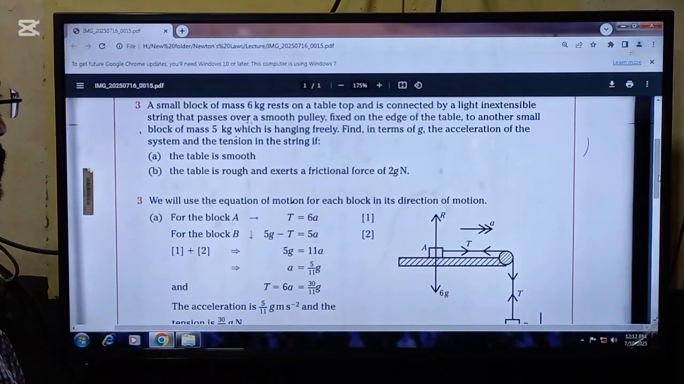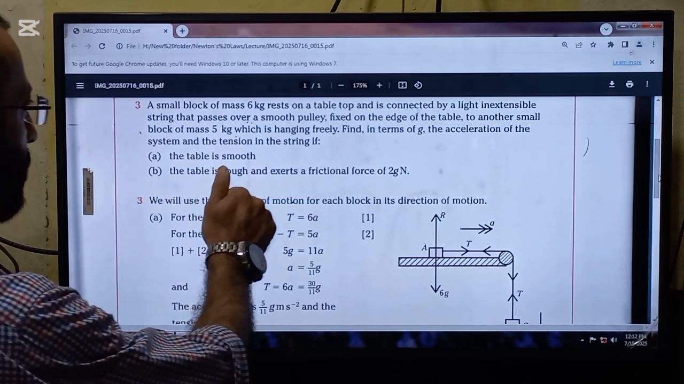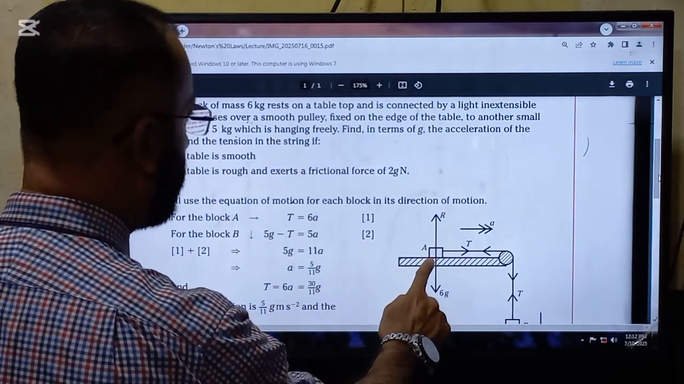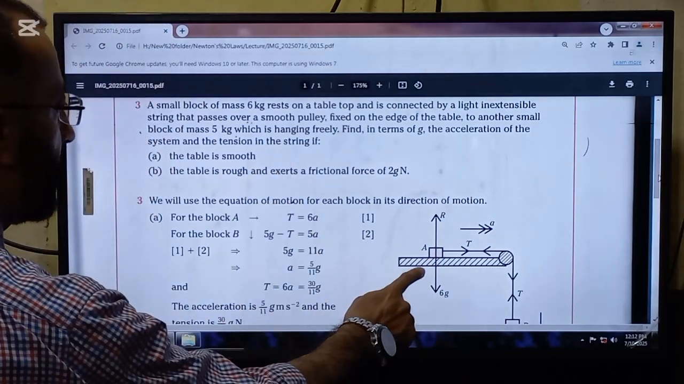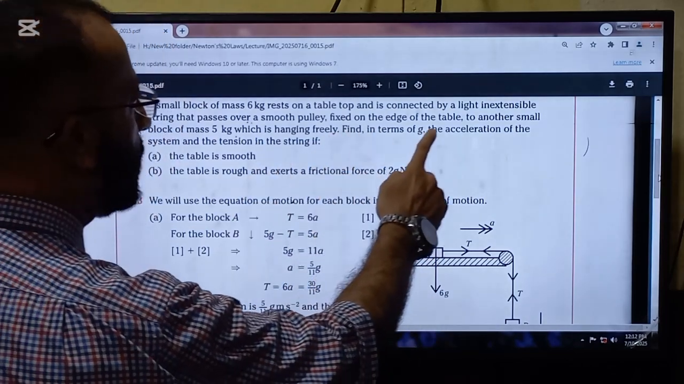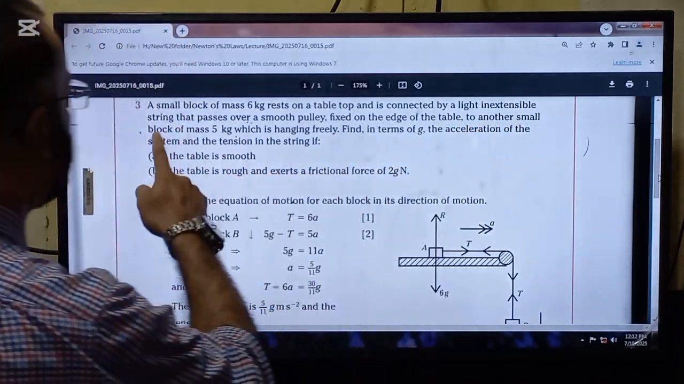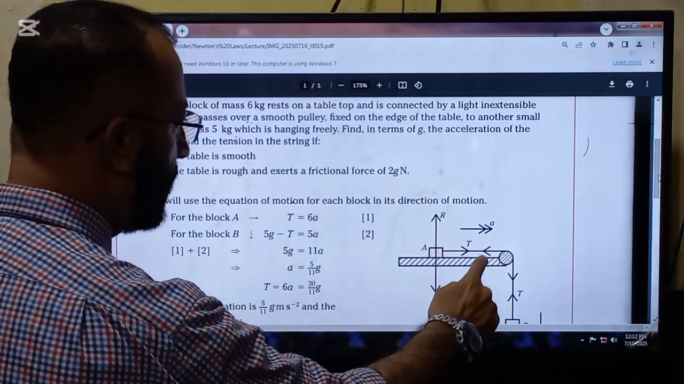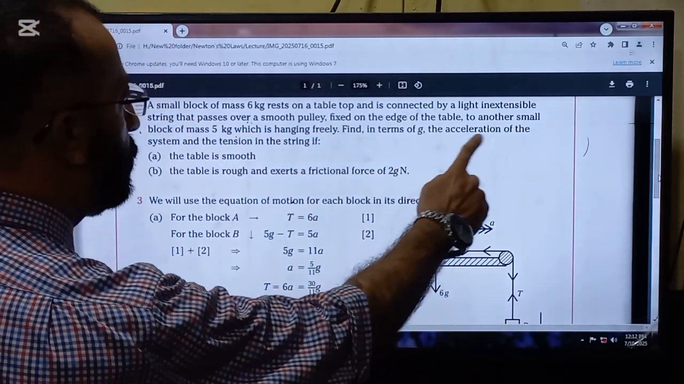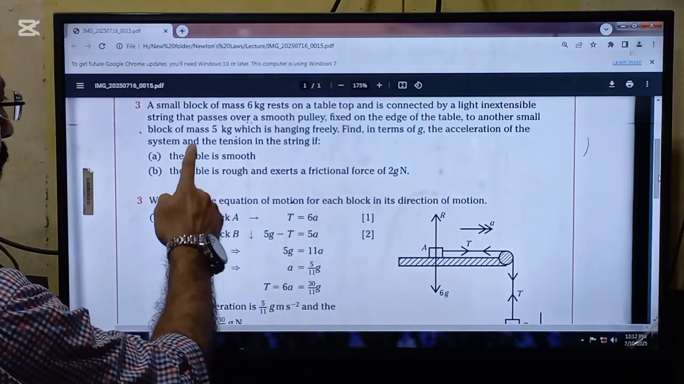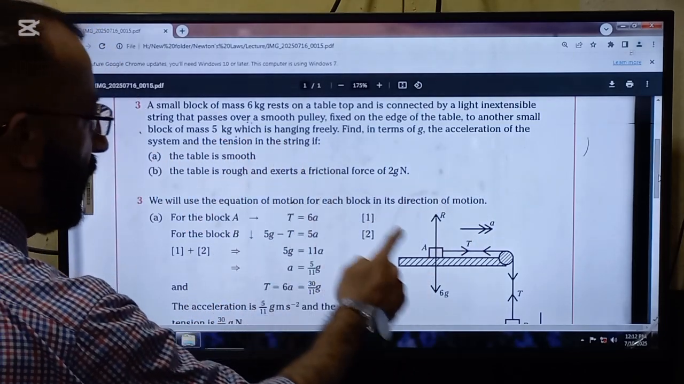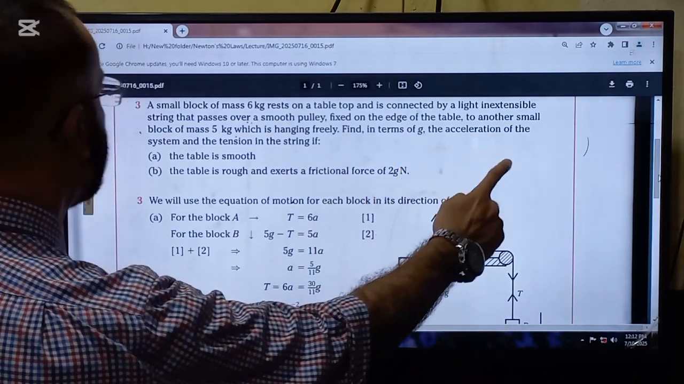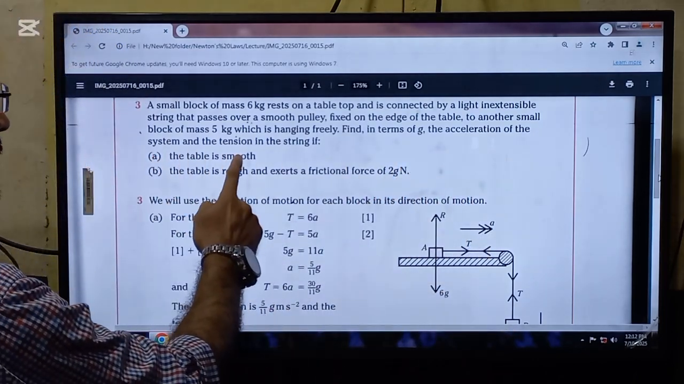Here is another question. A small block of mass 6 kg rests on the tabletop. So this is a mass of 6 kg resting on the table and is connected by a light inextensible string that passes over a smooth pulley fixed on the edge of the table. So here is the edge of the table. To another small block of mass 5 kg which is hanging freely. So here is the 5 kg mass. Find in terms of g the acceleration of the system and the tension in the string.